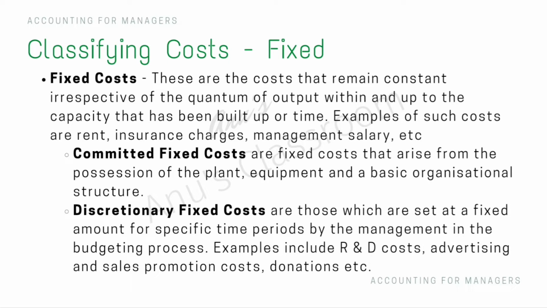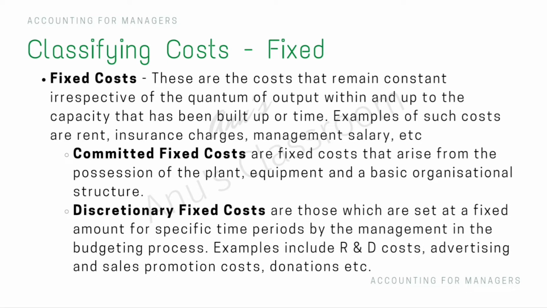Fixed costs can be further classified into committed fixed cost or discretionary fixed cost. Committed fixed costs are costs which arise from the possession of, let's say, a plant or an equipment or a basic organizational structure, because you're committed to it. Discretionary fixed costs are those which are set at a fixed amount for specific time periods by the management in the budgeting process. For example, the R&D cost or the advertising and sales promotion cost, donations, etc. They may change from time to time.